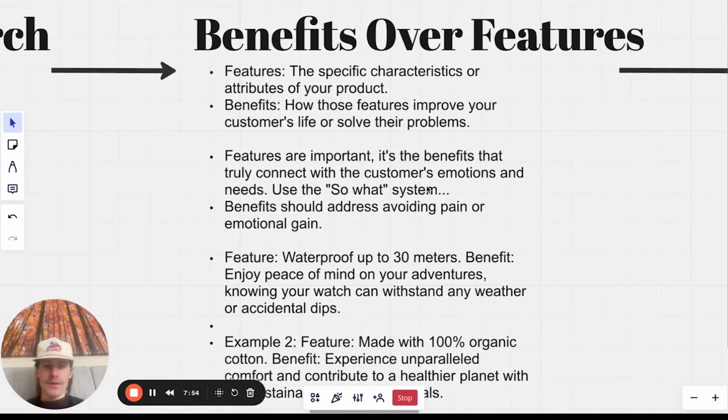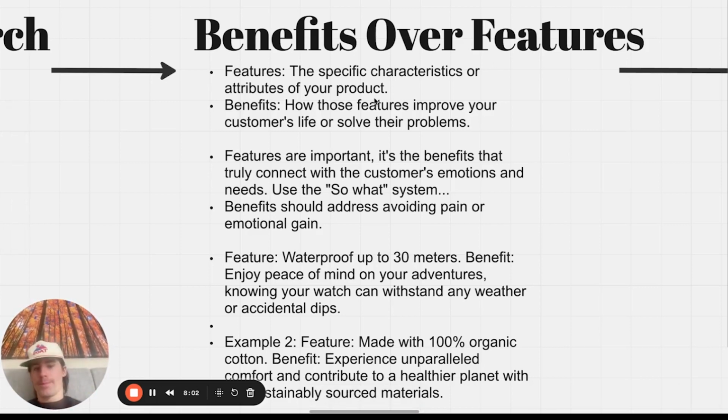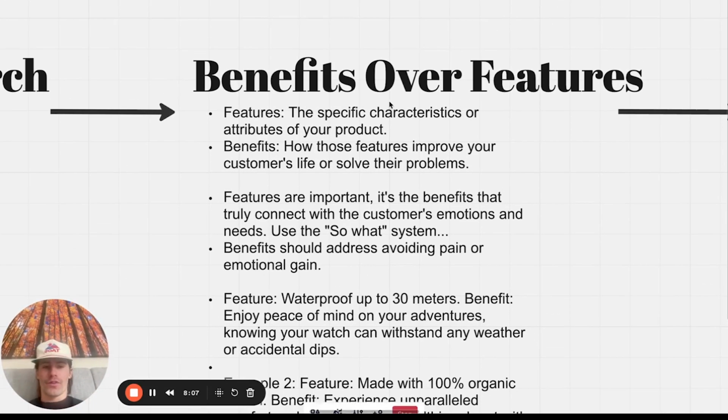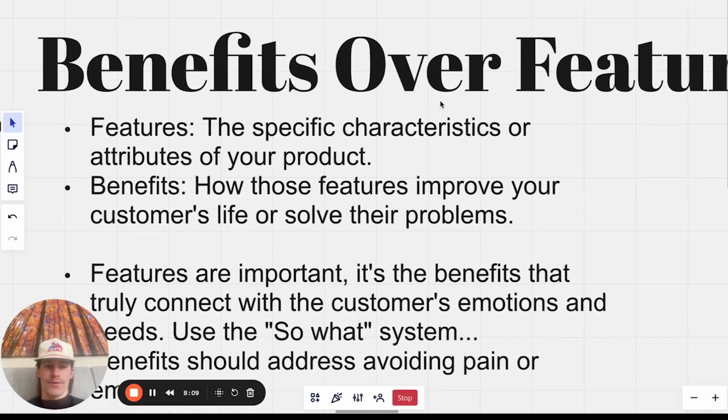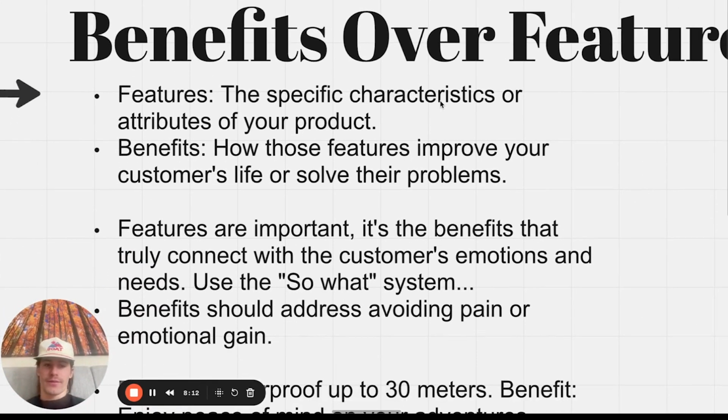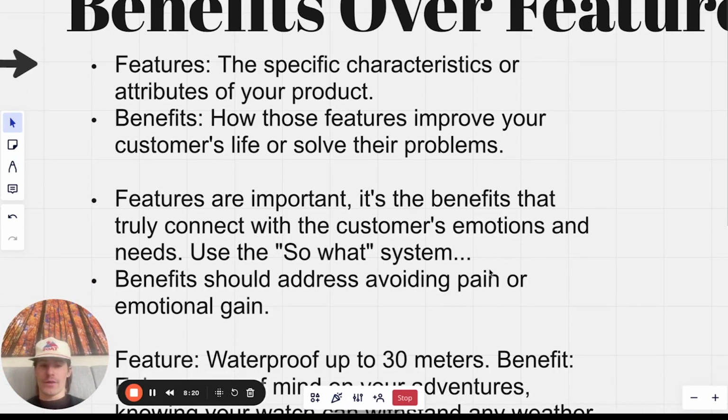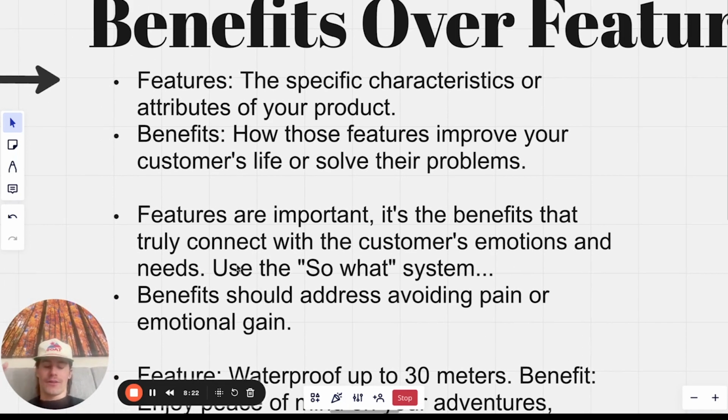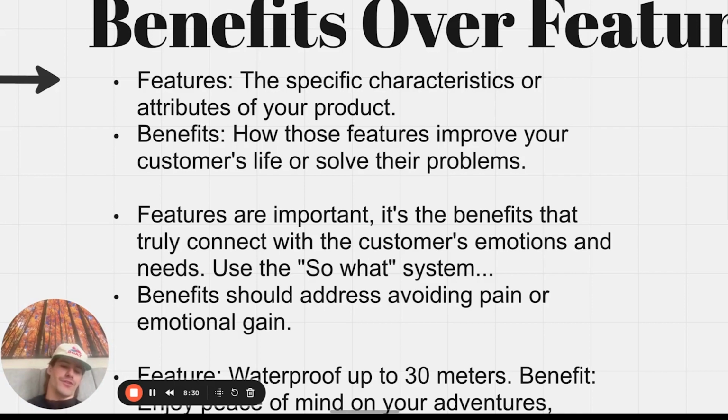So first things first, let's talk about what these are. Features are the specific characteristics or attributes of your product, where benefits are how these features improve your customer's life or solve their problems, right? So you definitely want to focus on benefits, but there's definitely a place for features, right? Features are important. It's the benefits that truly connect with your customer's emotions and needs, though. So what I like using is basically called the so what system, right? So you deliver your feature and then you ask yourself, so what? What's the benefit that this feature delivers?